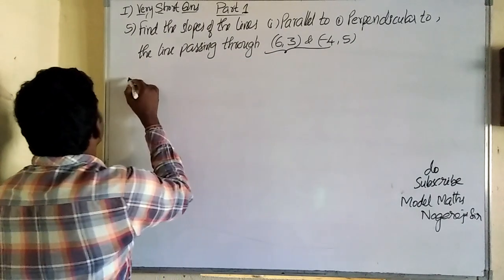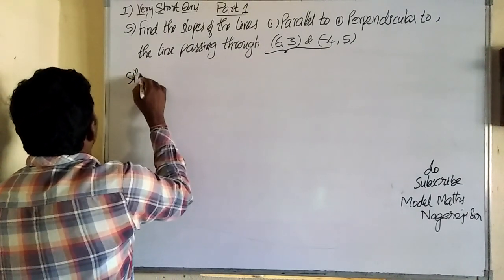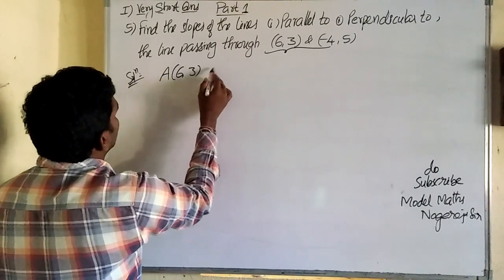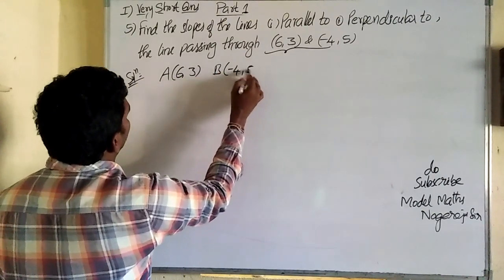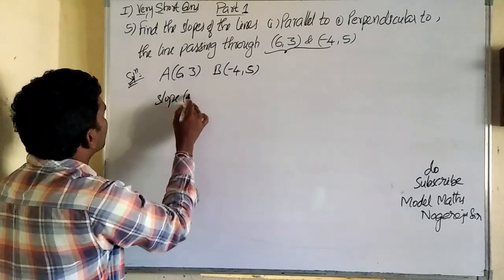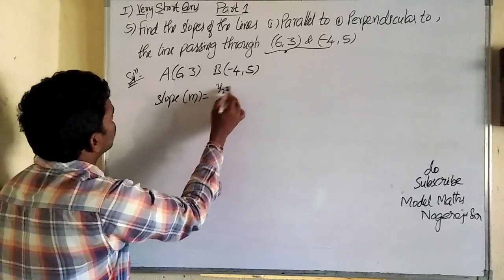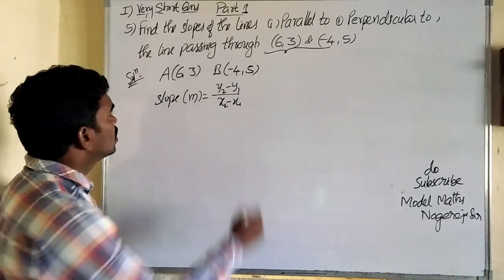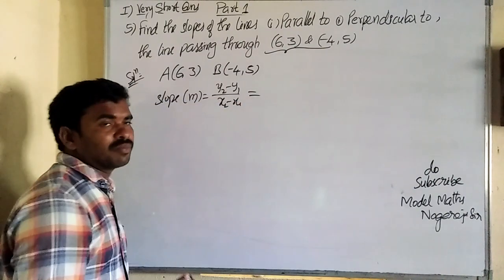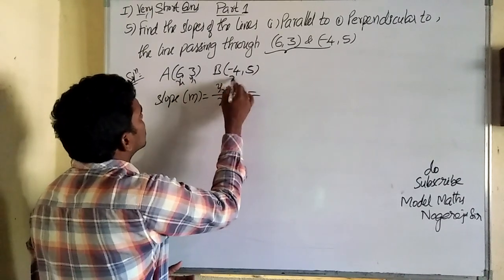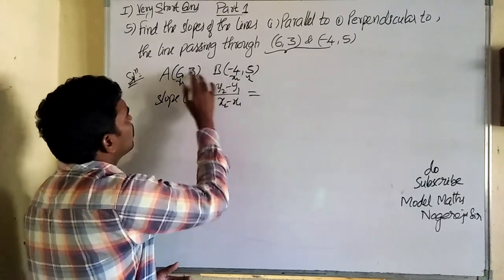Suppose, listen again, solution. Suppose the point A is given as 6 comma 3 and B is taken as minus 4 comma 5. First I am finding the slope. Slope formula: slope m is nothing but y2 minus y1 by x2 minus x1. First point is x1 y1 and second point is x2 y2. y2 means 5, y1 means 3.